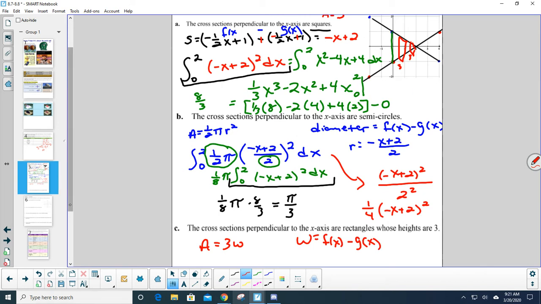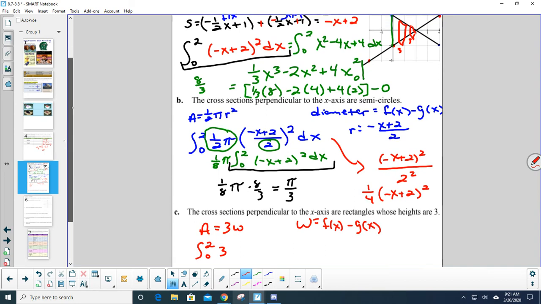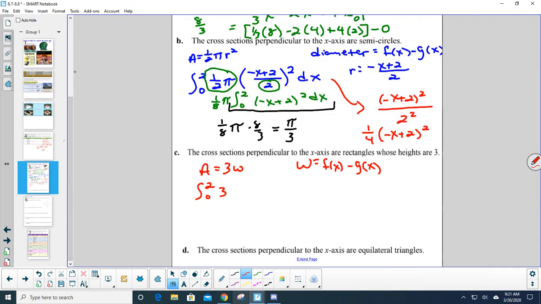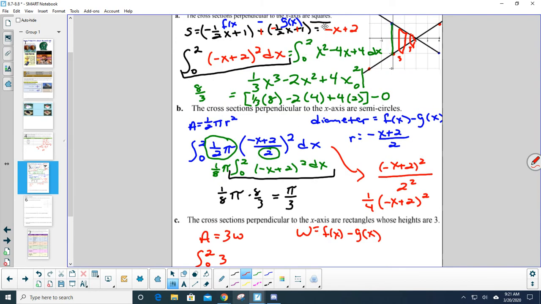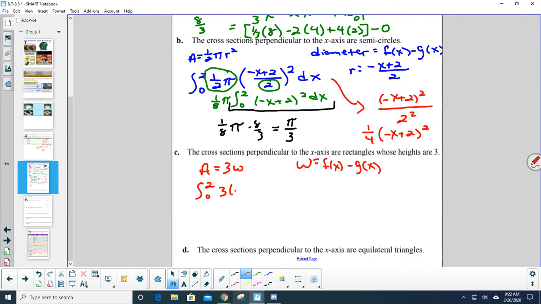My bounds are not changing. So I'm going to say the integral from 0 to 2. Now to find the area of this, it's 3 times f of x minus g of x. And back up here, we had f of x minus g of x. Remember, right here, I've got f of x minus g of x is negative x plus 2. So I'm going to come down here and multiply this by negative x plus 2 dx.